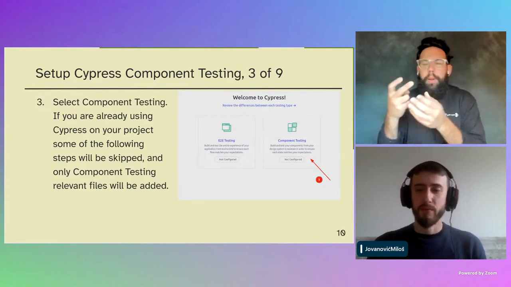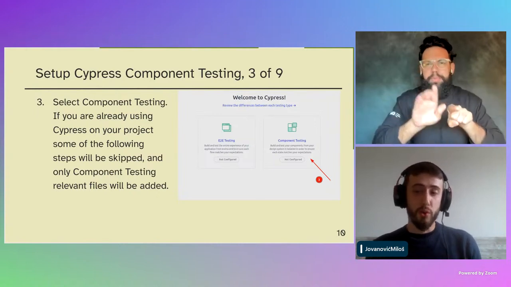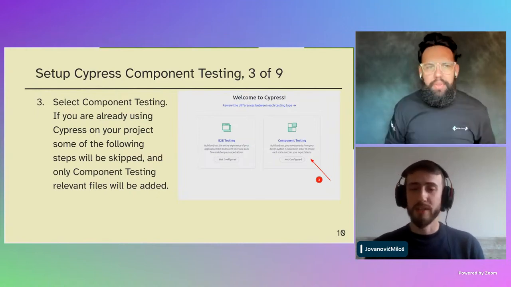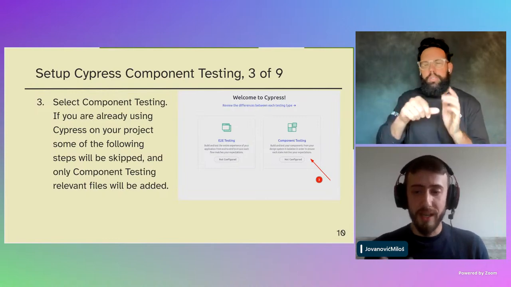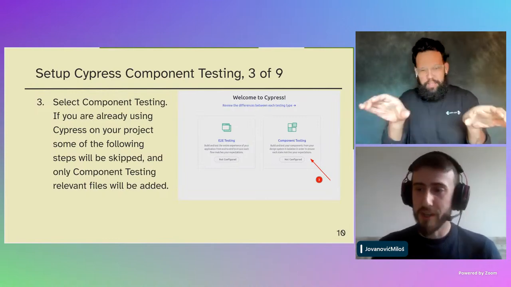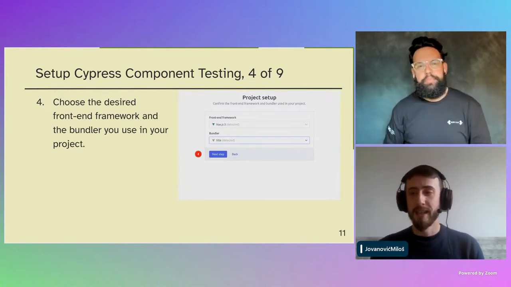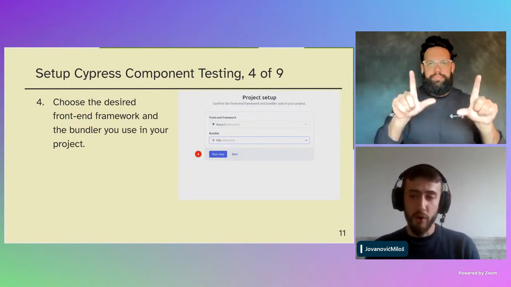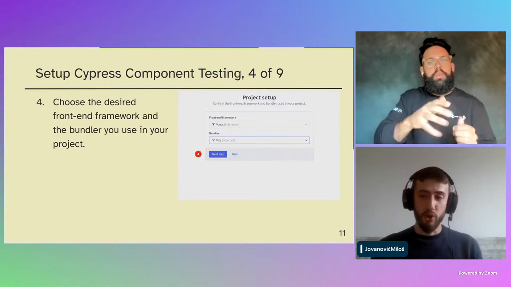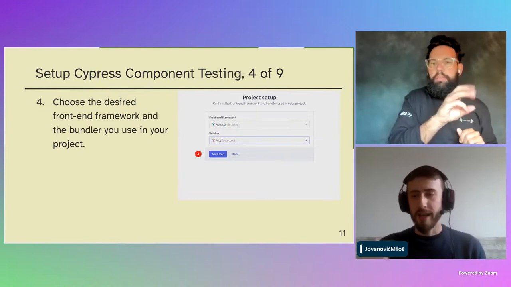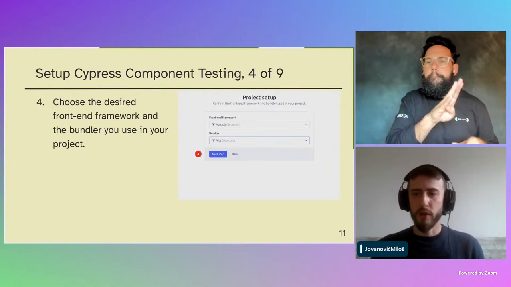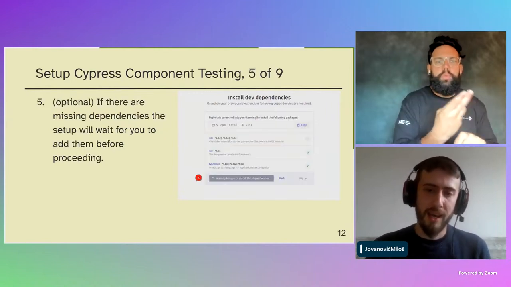Here it is shown the two ways of doing testing through Cypress, basically between end-to-end and component testing. We would choose component testing for this. From there, Cypress detects the existing front-end frameworks and their bundlers in your project, and you get the chance to choose and pinpoint what you want exactly.